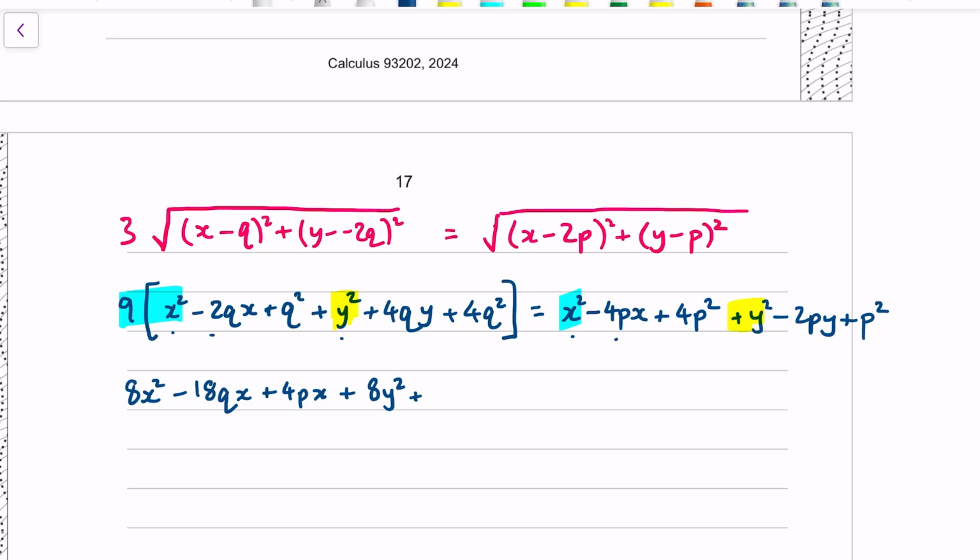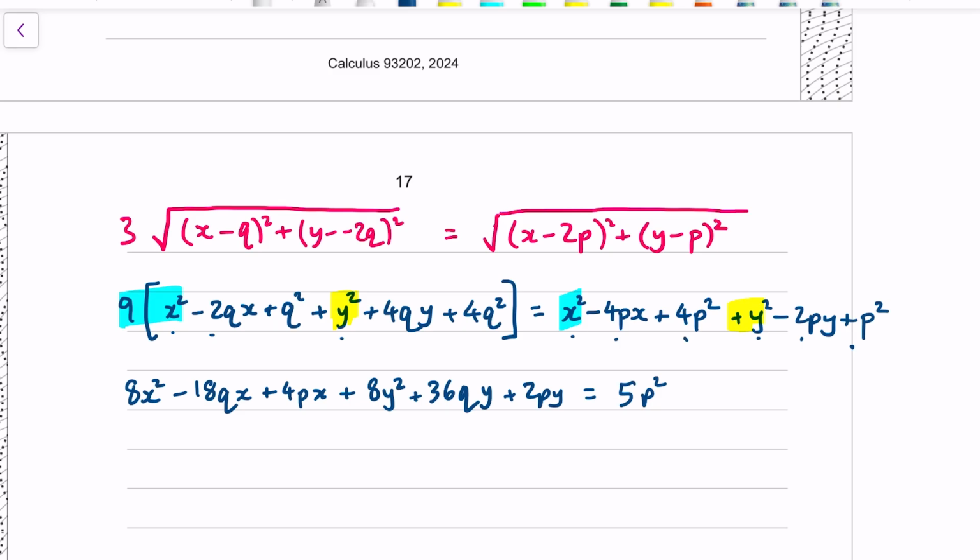9 times 4q, oops, I made the mistake there. Now you'll know what I was talking about earlier. 36qy, on the left. On the right, we've got minus 2py. So plus 2py. They're all the terms with x's and y's. And the other stuff I'll leave on the right-hand side. 4p squared. No, it's not 4p squared. Apologies, it's 5p squared.